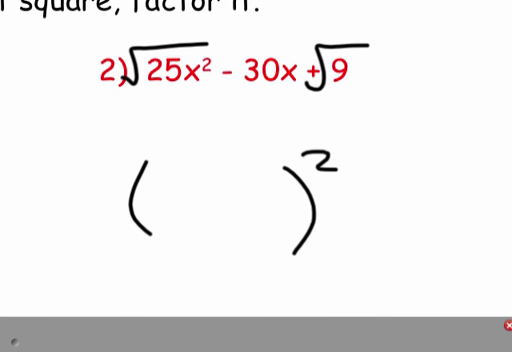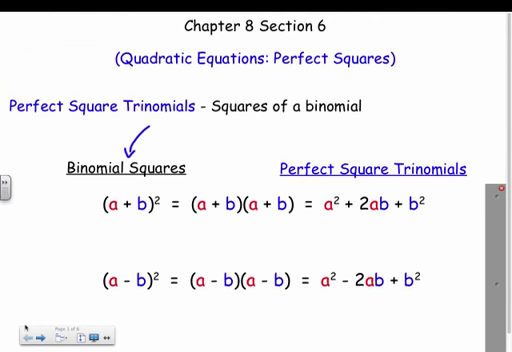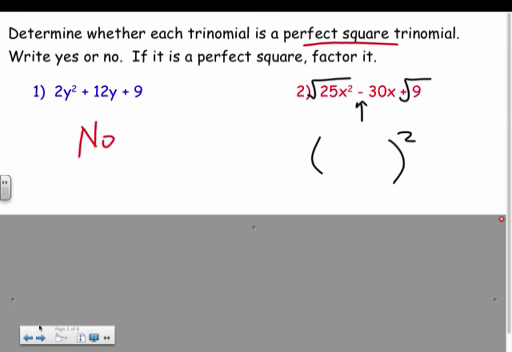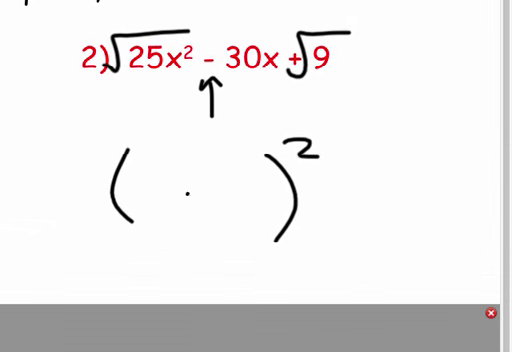Well, what sign am I going to have, a plus or minus sign? I know it's got to be minus because of that minus 30x. If I look back at my first example, it's in this form, so I know it's got to be something, a minus b squared. That's what I'm looking for. So, I'm guessing it's a minus sign.